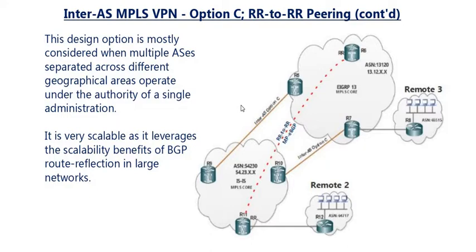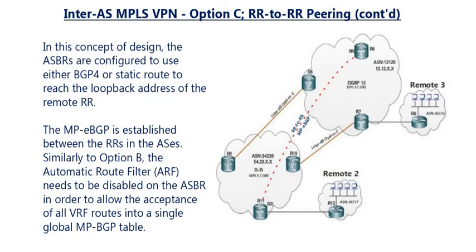In this context of design, the ASBRs are configured to use either BGP4 or static route to reach the loopback of the route reflector. So when you're considering this option of design, you can do a static route between the ASs on the ASBRs for the reachability of the route reflector, because the BGP session that you're aiming to establish between the RRs, that is the route reflectors, relies on the connectivity of those route reflectors.